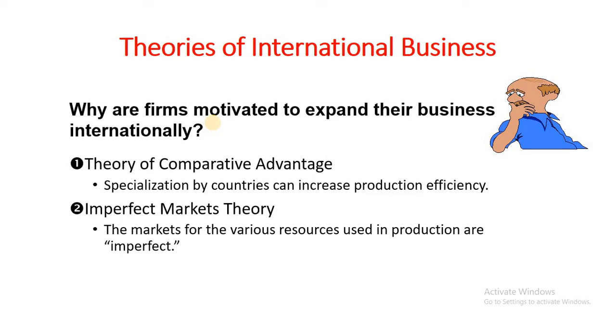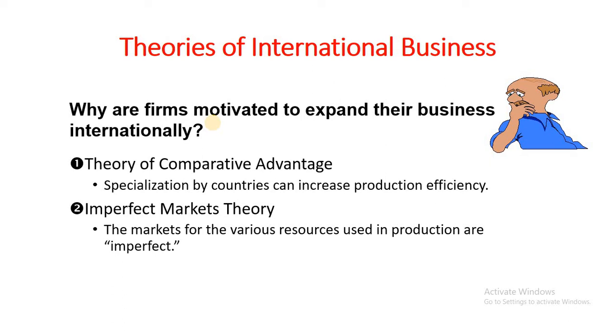The second theory is imperfect market theory. Based on this theory, the markets for various resources used in production are imperfect. For example, factors of production like raw materials and labor are not freely available around the world. For example, labor cost is low in Bangladesh, whereas labor cost is really high in USA. But due to immigration restrictions and other restrictions, USA cannot take labor from Bangladesh.